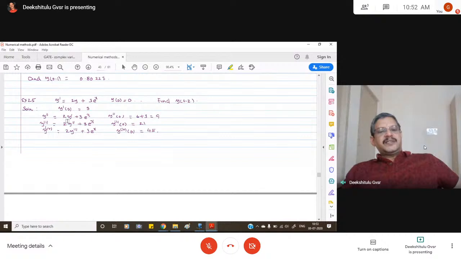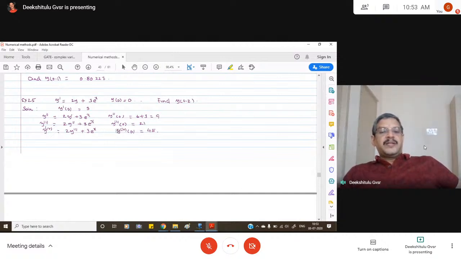So y double dash becomes y dash at x naught. y dash at x naught is 3, that is 3 into 2, 6, plus 3 into e power 0, that is 3 into 1, 3. Total 9. So y triple dash is 2 y double dash plus 3 e power x.